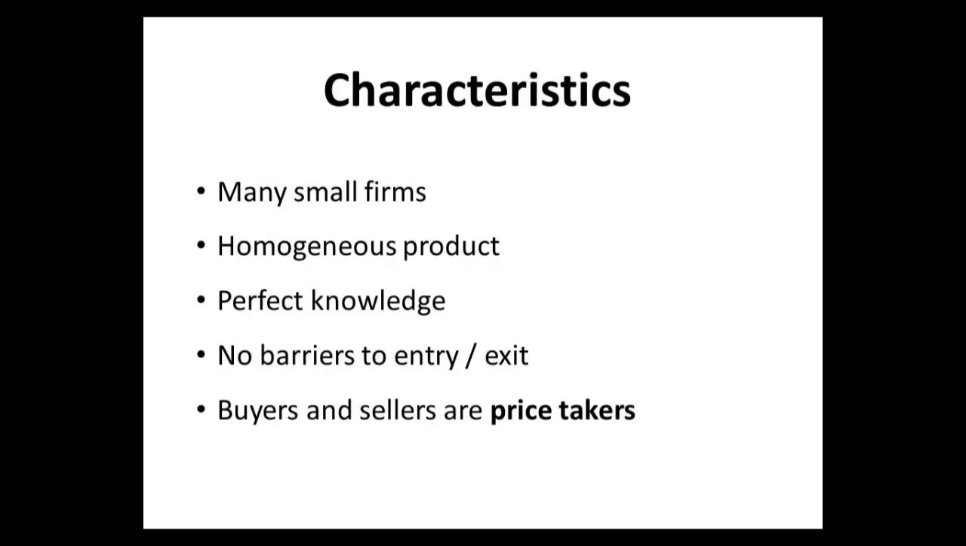This video explains the diagram for a business in perfect competition. So in order to draw our diagram, we need a number of characteristics that are true of a perfectly competitive market. The first is that there are many small firms. So there aren't any large firms or dominant firms in this market. Instead, lots and lots of small firms who have very little market power.